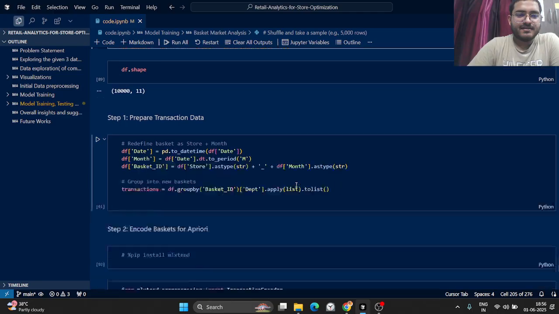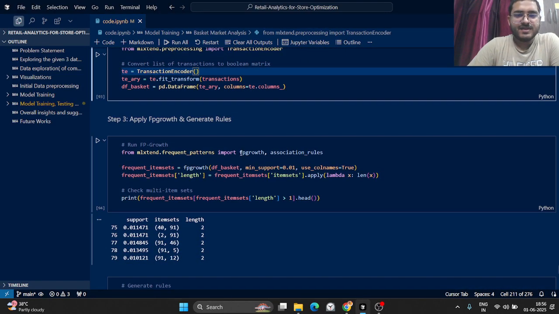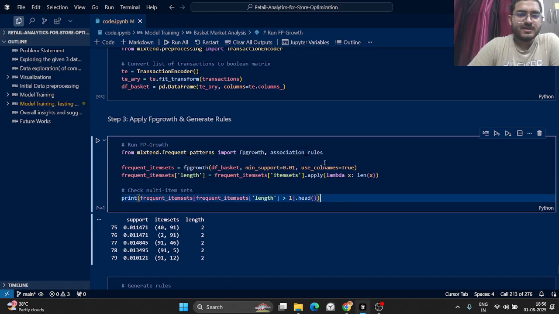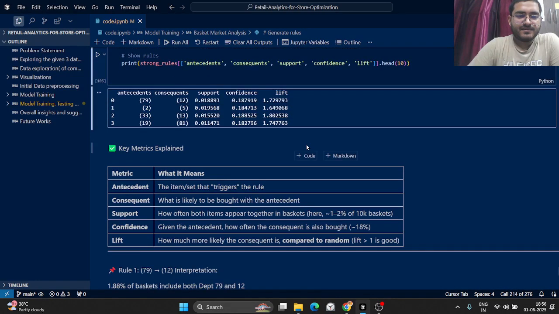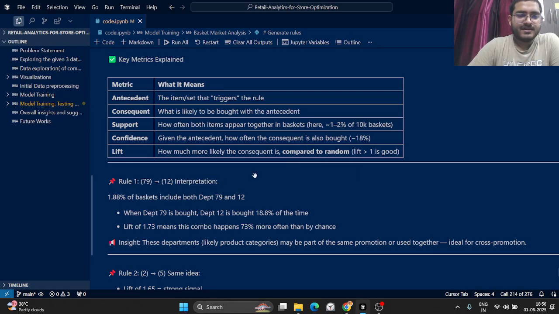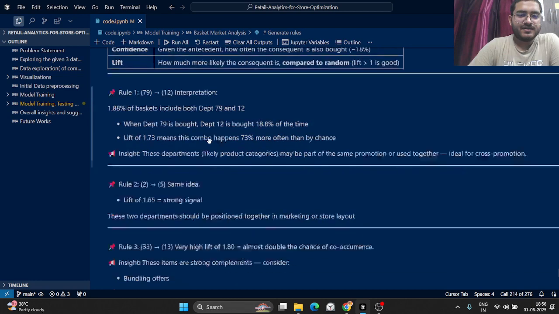Provided transaction data, I used a transaction encoder. Then I basically used FP-Growth and association rules. So later we got this. It was difficult to understand the rules, and we were trying to interpret the results we got here.